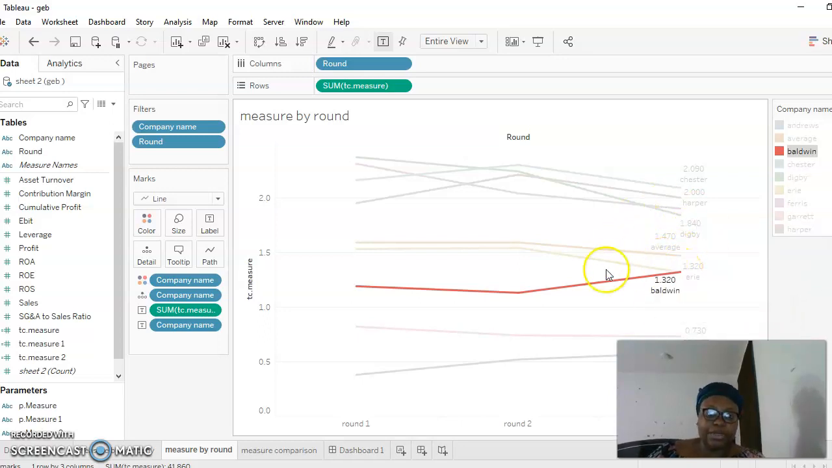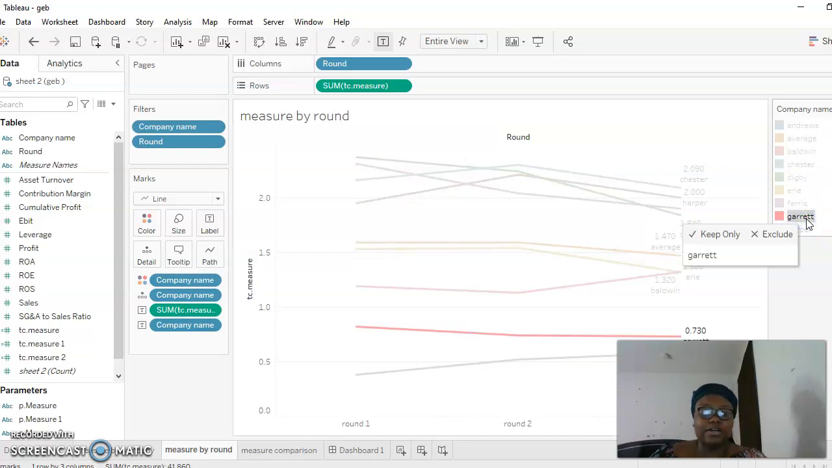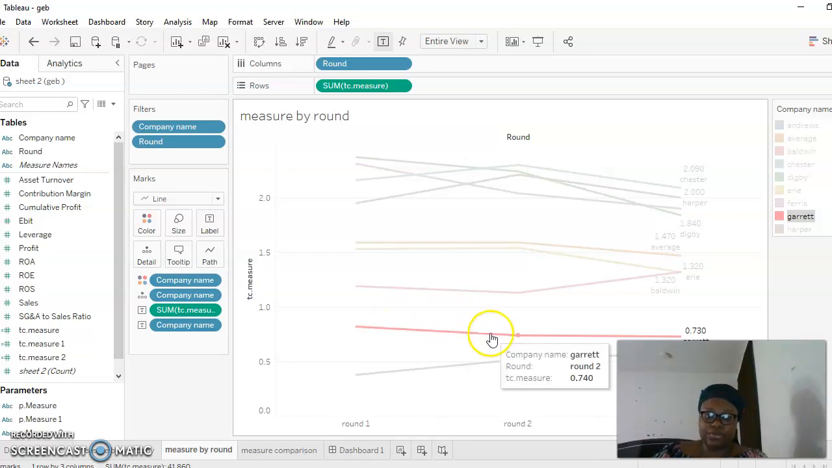So we can basically see that everything below this average wasn't performing as well as other companies in the market. For Garrett, we can also see the same insights. Garrett for the first round was performing at 0.820, and the second round was 0.740, and then the third round was 0.730. So they lost some points from the second round to the third round.